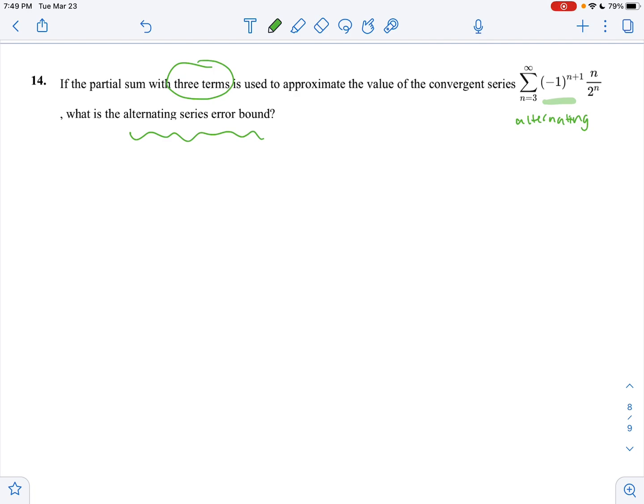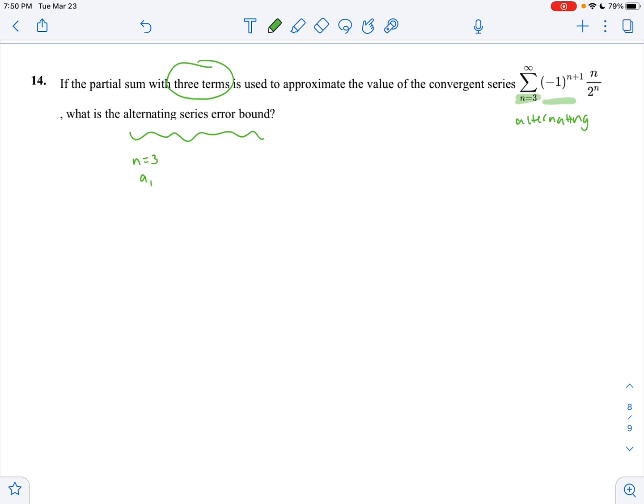If you remember, with alternating series error bound, it's always tied to what the next term would be. So here's where the tricky part of this question was. It was in the index, what the starting index value was. So if we use the first three terms, then your first term would start at n equals 3. That would be a sub 1. I mean that's going to be the first term of this series.